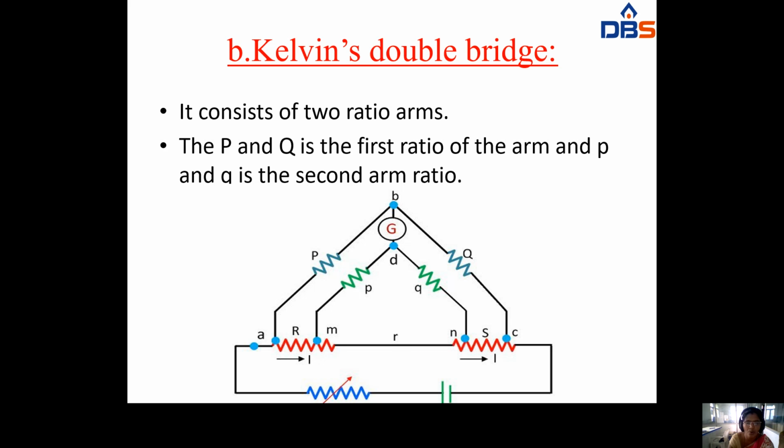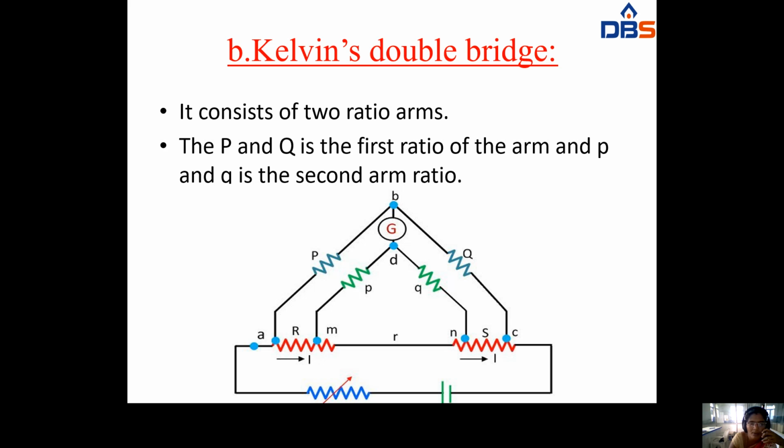Kelvin's double bridge. So Kelvin's double bridge is used to find out which value? Low resistance value. Low resistance means the resistance which is less than 1 ohm. So that resistance will be named as low resistance.